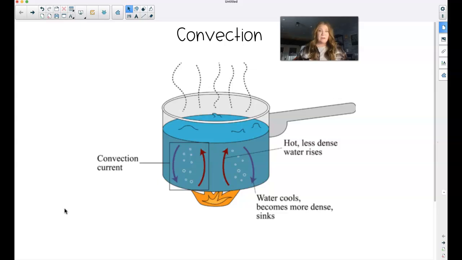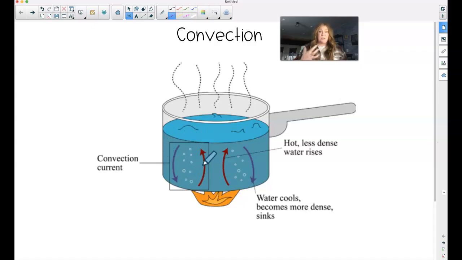So we have learned about convection as a heat transfer. Let's remember that is when fluid or air cycles, and the hot goes up and the cold is more dense and will go down, making that cycle. So we have that convection current, that convection cell happening.